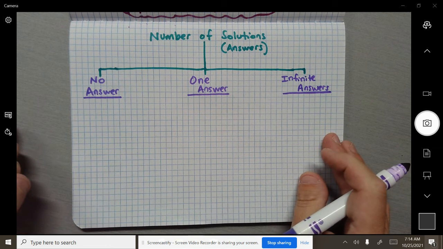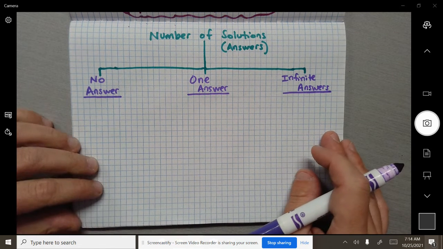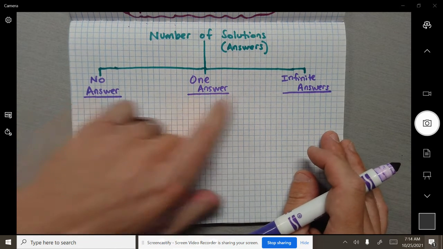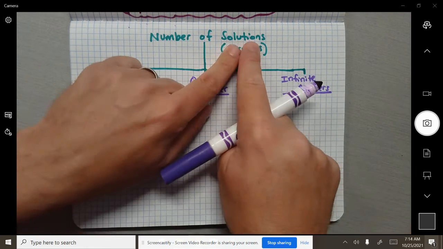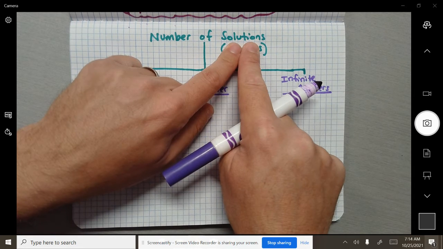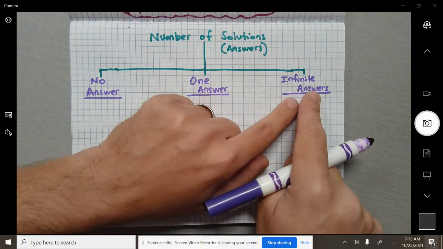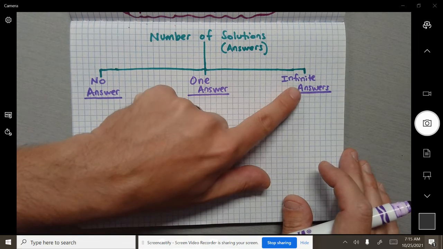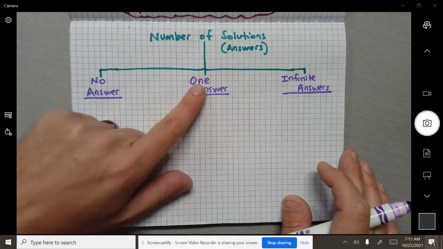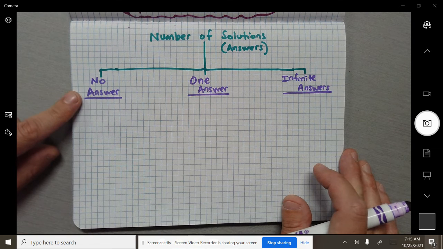On the test, on the quizzes, on the state test, all that fun stuff, it's not going to be called answer, one answer, no answer, infinite answer. It's going to be called solutions. So we'll talk about that too. We'll make sure that's clear when we do take our quizzes or whatnot. When you see what does infinite solutions mean, it just means infinite answers. This means every answer works. It's kind of confusing. This means there's only one answer that'll work. And this means that there's no answer that'll work.